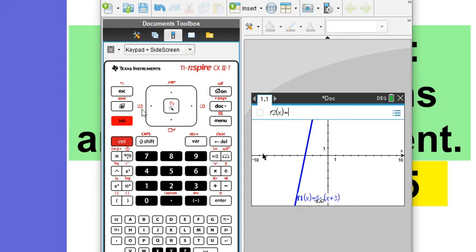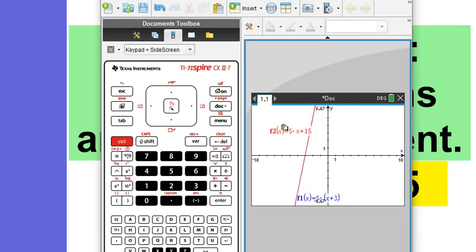When I get a new command line by pressing tab, I'm going to graph the function 5x plus 15. When I press enter, notice what happened. The red and the blue occupy the same exact line.